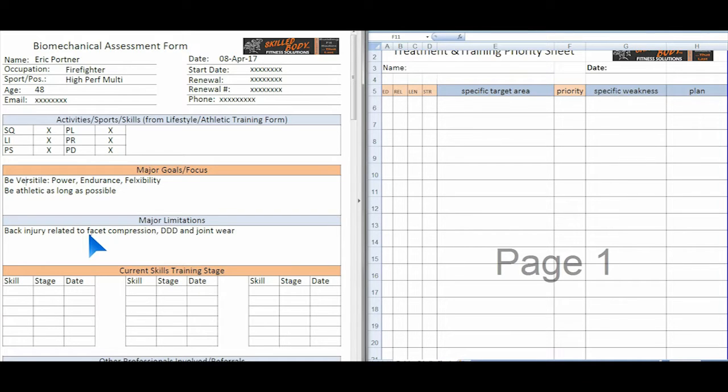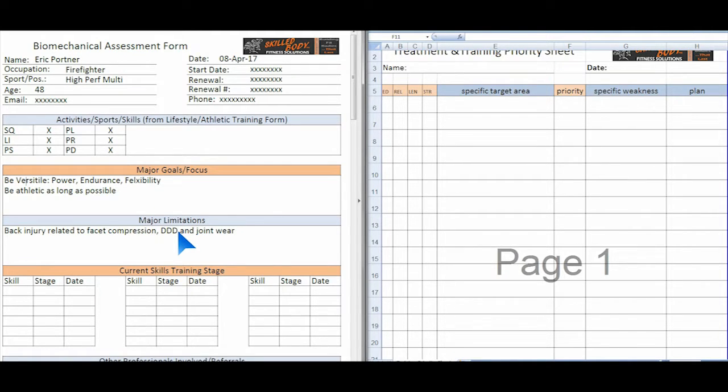So I know with Eric I looked at x-rays and other reports from the orthopedic surgeon, and he's had facet compression, DDD, which is extremely common, degenerative disc disease, for a huge swath of the population. It just means, if you don't know, the discs are shortened in height. And he has joint wear, so uneven joint wear. And so when I look at this, the facet compression and uneven joint wear are structural problems that we can actually correct or help to correct. The DDD is a structural problem that we're going to have to work around.